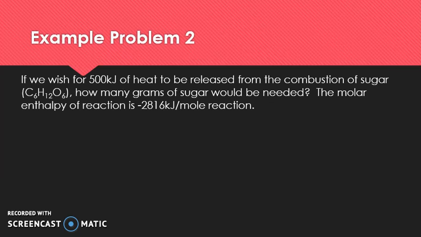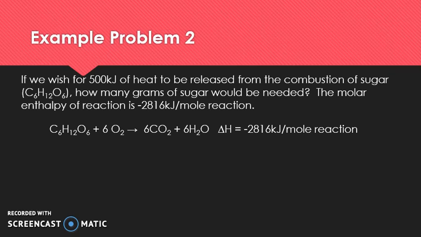Well, let's take a look at a similar but not quite the same problem. Let's flip-flop it around a little bit. If we wish for 500 kilojoules of heat to be released from the combustion of sugar, which is C6H12O6, how many grams of sugar would be needed? The molar enthalpy of reaction is negative 2,816 kilojoules per mole reaction. Again, don't go any further. If you know that there is a chemical reaction involved, write its balanced chemical equation. And that's going to look a little something like this. Notice it took the time again to write the thermochemical equation, showing the delta H symbol right behind it.